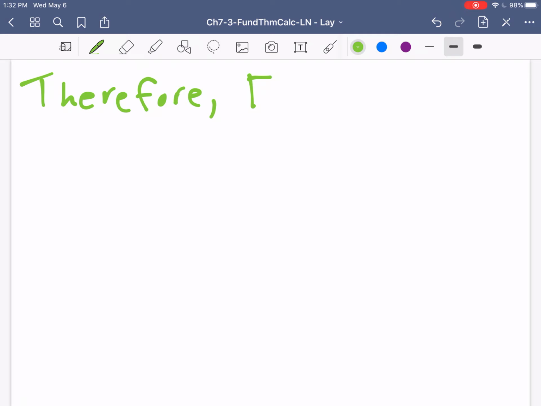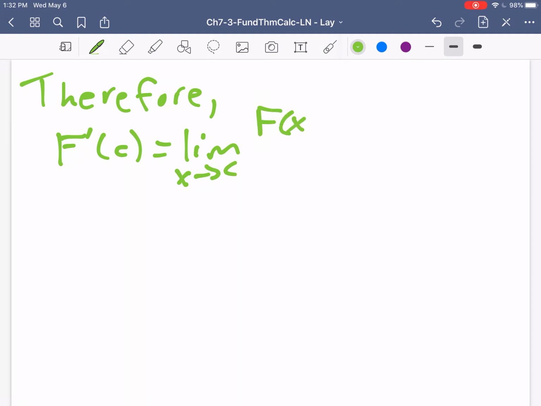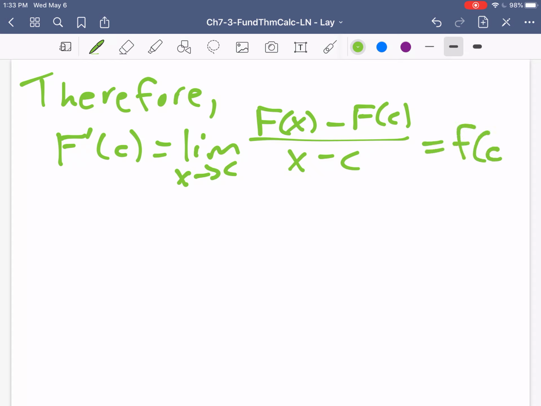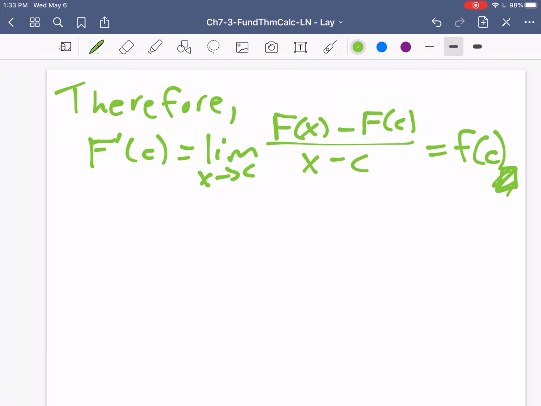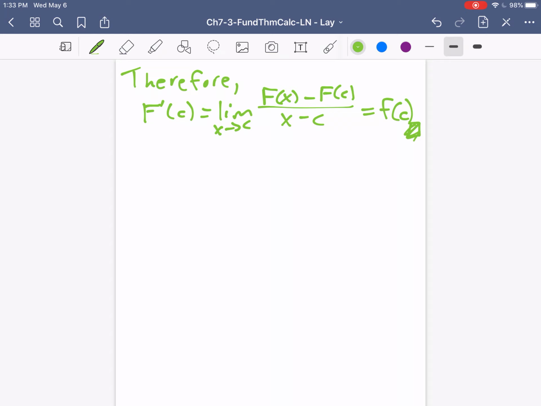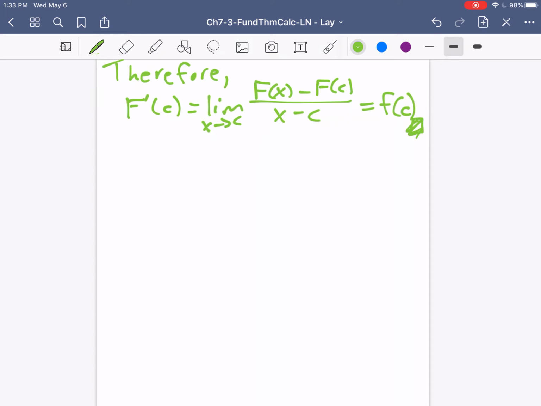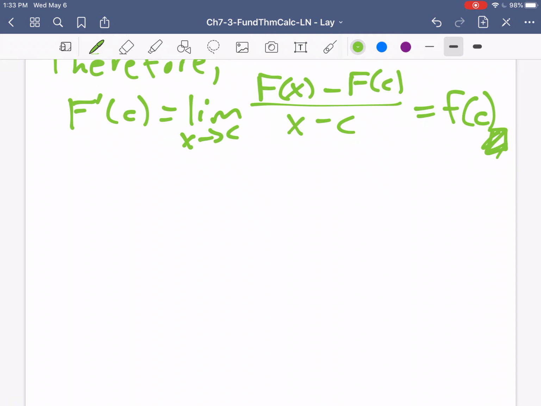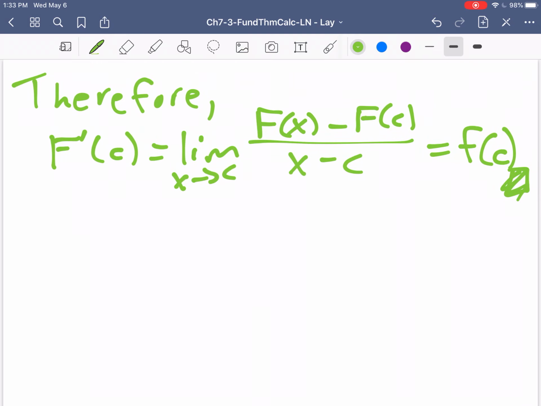big F prime of c is equal to the limit as x approaches c of big F of x minus big F of c over x minus c. This value is equal to little f of c. And we are done. Whew! That's a big theorem. Part 1 of the fundamental theorem of calculus. We can now believe that it's true, and so when we've used it, we've been using it fairly. All right, we will talk to you later.